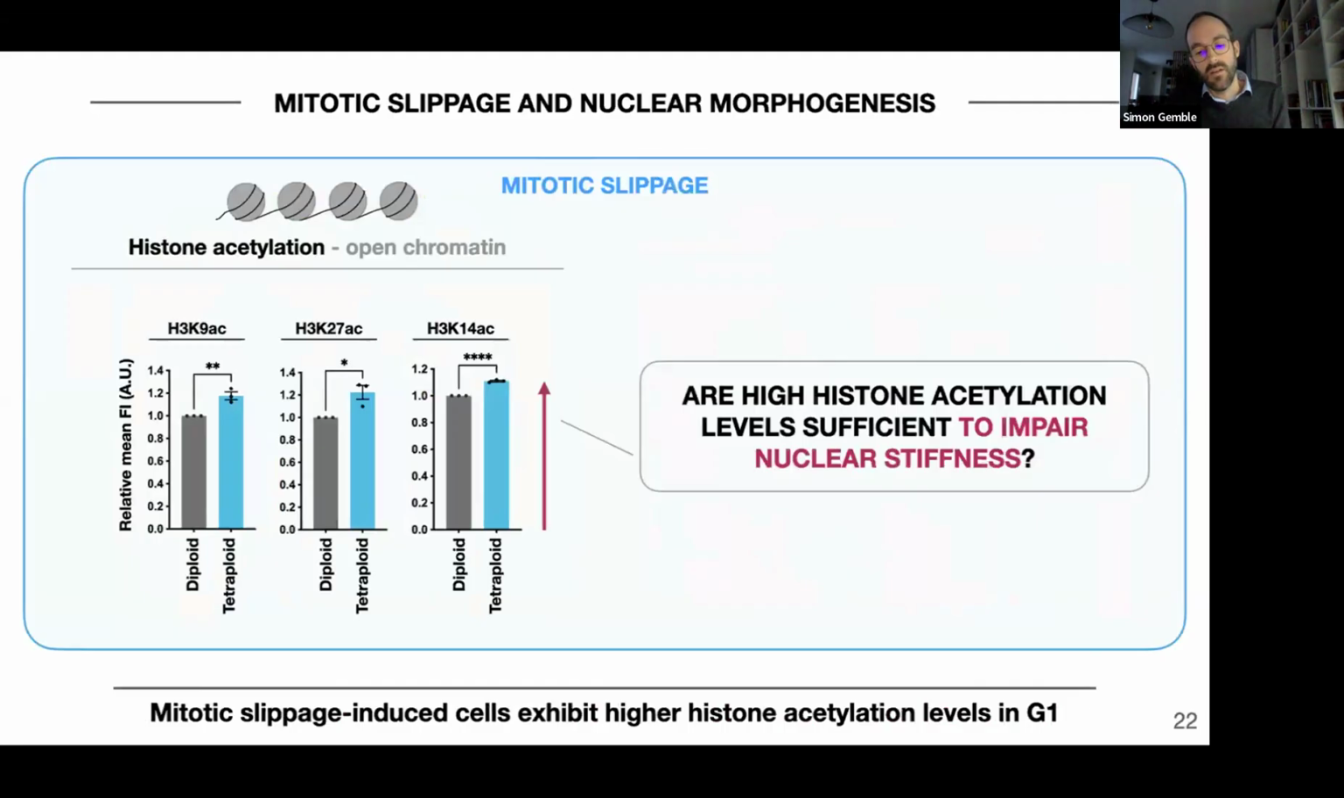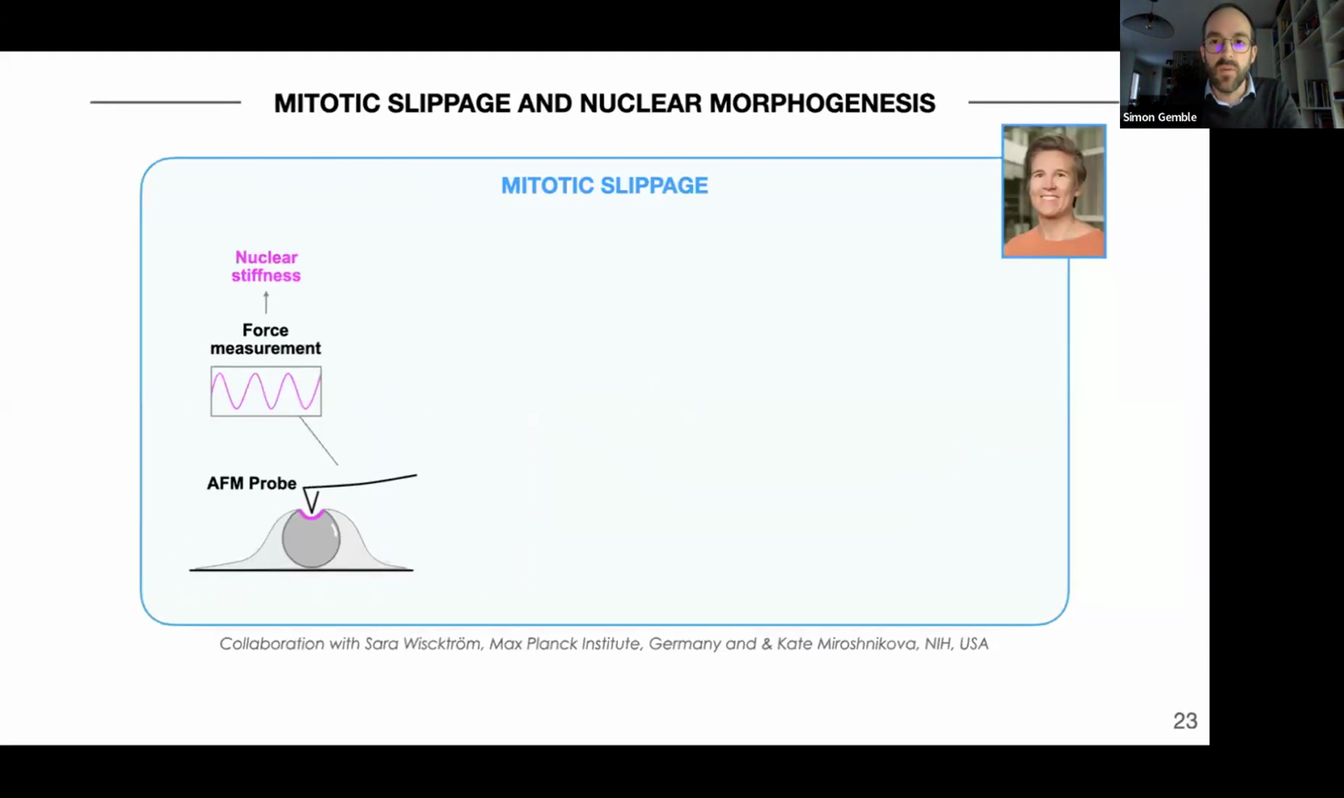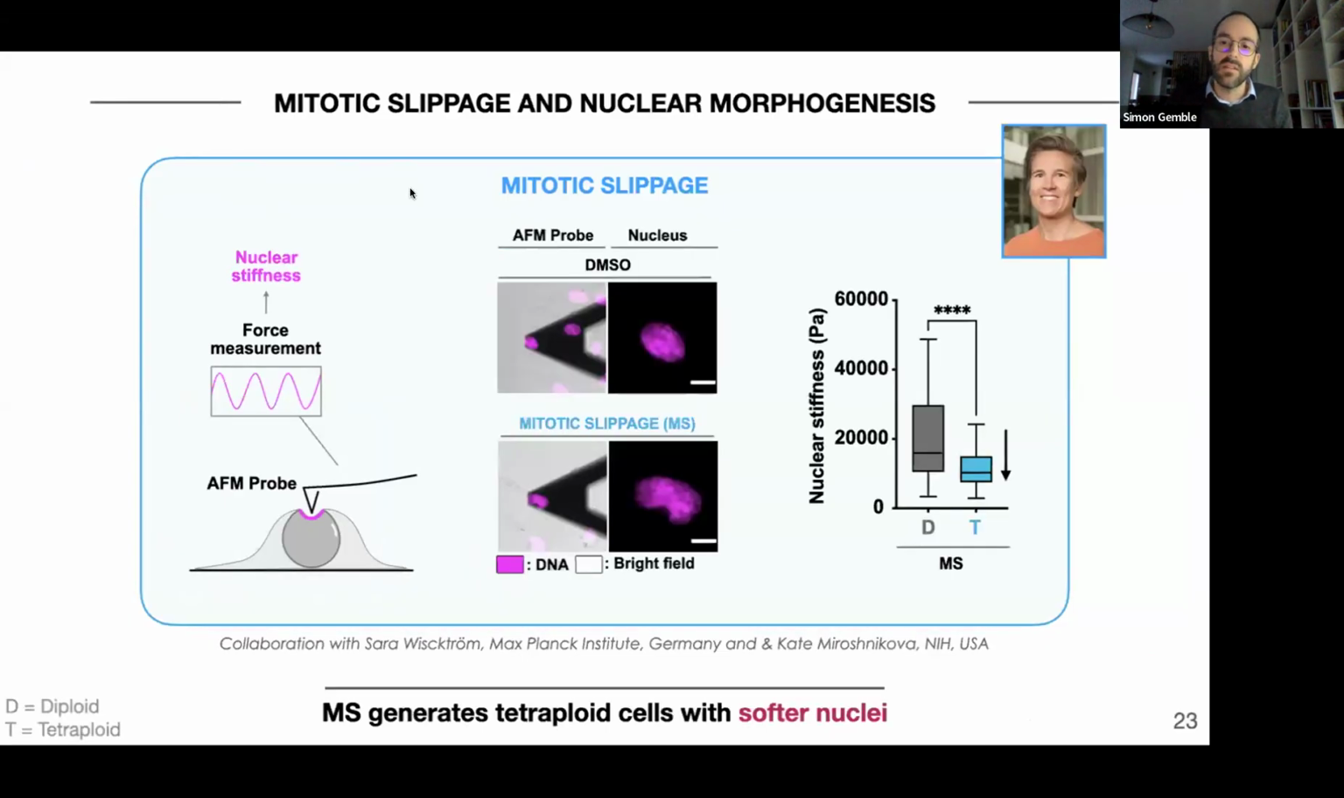And because this kind of histone acetylation was associated with open chromatin and softer nucleus, we were wondering if this increase in tetraploid cells could be sufficient to actually impair nuclear stiffness. And so we collaborated with Sarah Wistrom to perform atomic force microscopy and to measure nuclear stiffness. And we found that upon mitotic slippage, tetraploid cells have softer nuclei, as you can see here. But the next question was, okay, but is it linked to the acetylation levels? And is it sufficient to restore nuclear stiffness to prevent nuclear deformations?